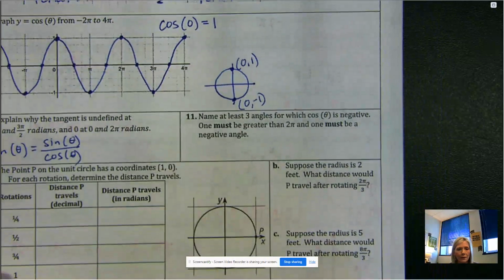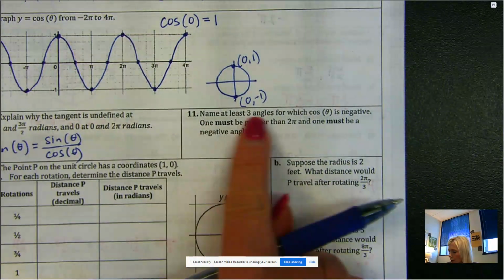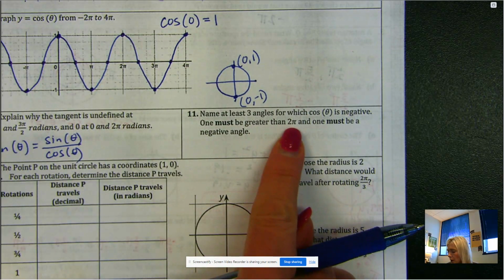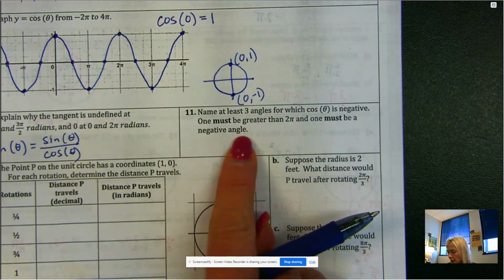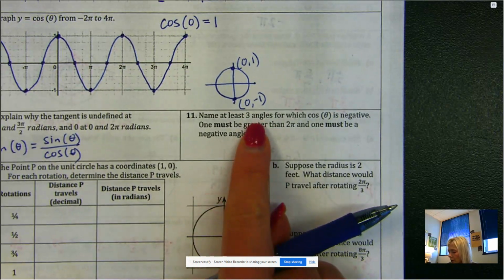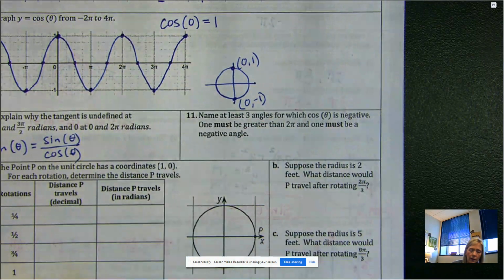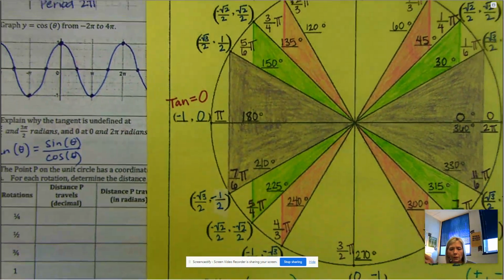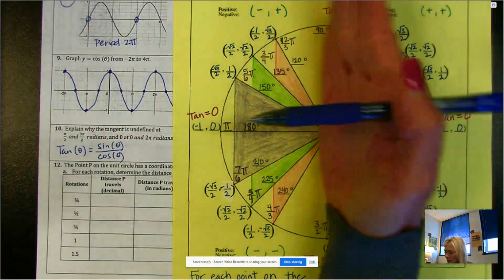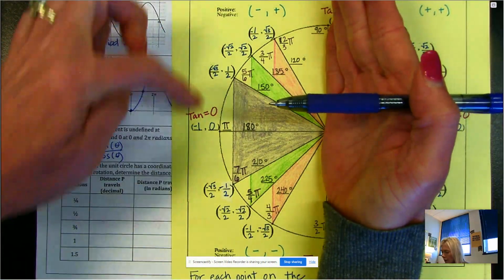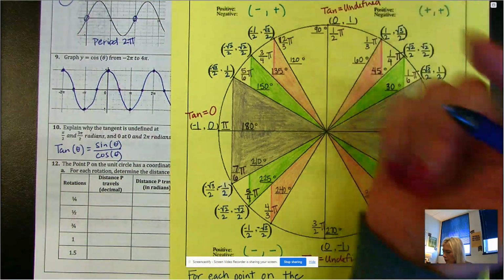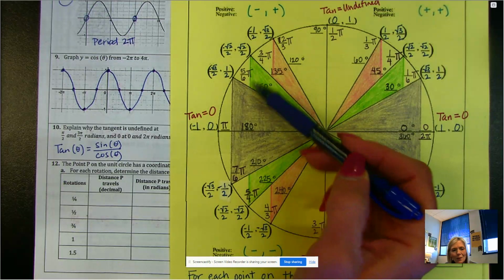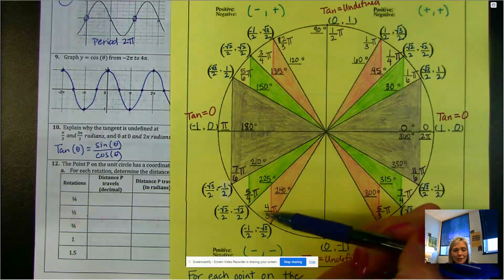All right, next. Name at least 3 angles for which the cosine of theta is negative. One must be greater than 2 pi, and one must be a negative angle. Okay, so 3 angles where the cosine is negative. The cosine is negative on the left side of the y-axis. All of these have negative cosine values. So you can name any one of these: 2/3 of pi, 4/3 of pi, 5/6 of pi, pi itself. Any of these have a negative cosine.